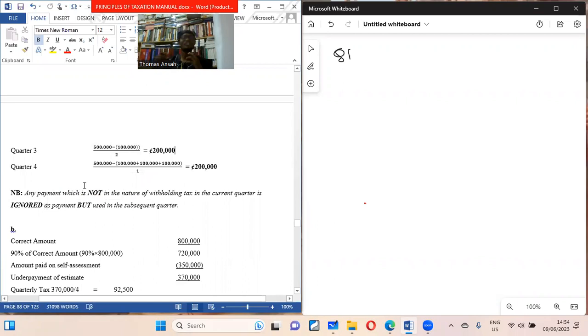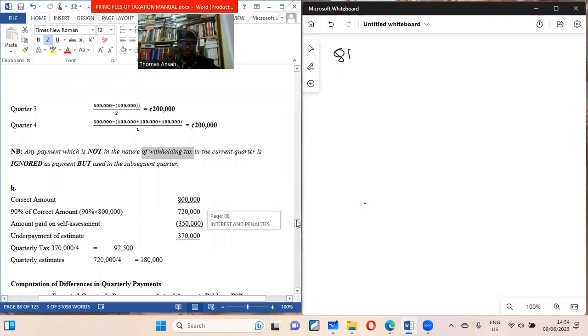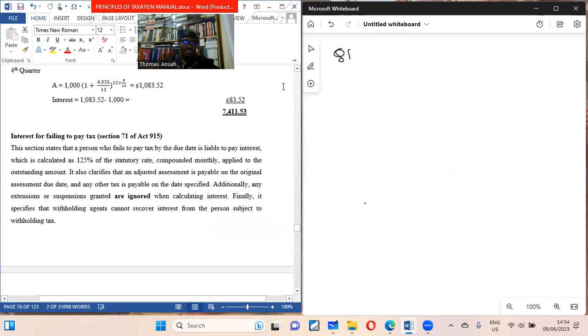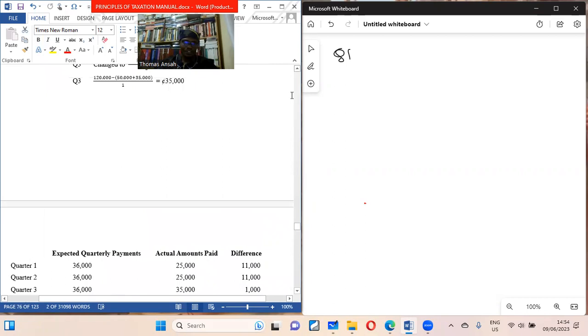This is a very, very important note that you need to gather. Do you remember we started doing that, but the figures that we were given were withholding taxes, and that is where we withheld it. Any payment which is not in the form of what? Withholding tax. Remember when we were doing self-assessment, those ones were credits from withholding tax. That is why we deducted. But any payment not in the form of withholding tax is ignored in the current quarter. So please take very important note of that.